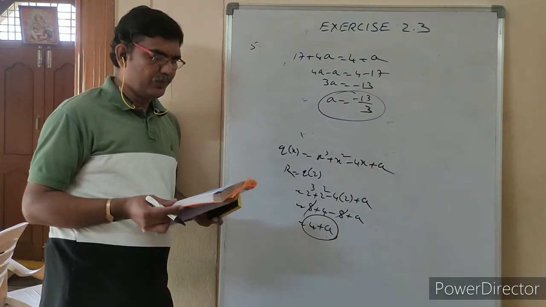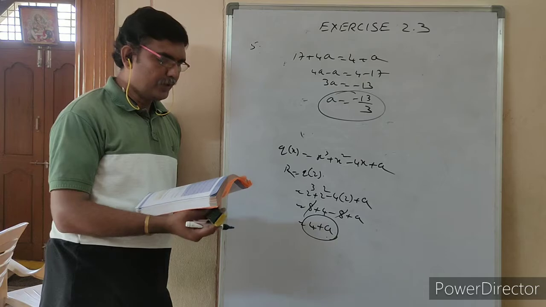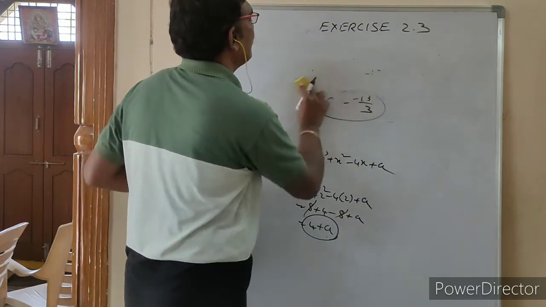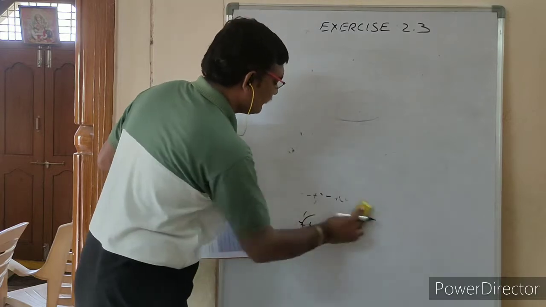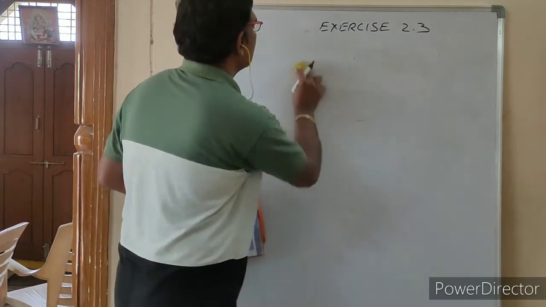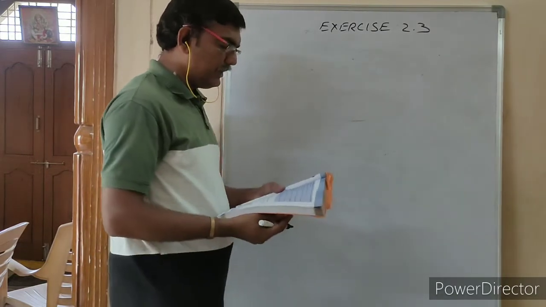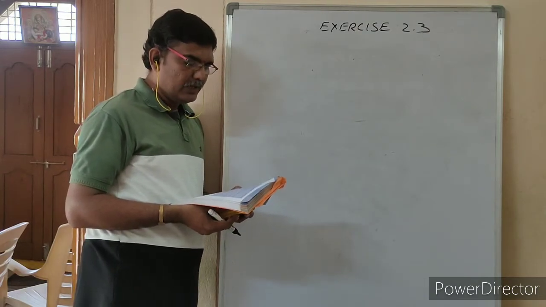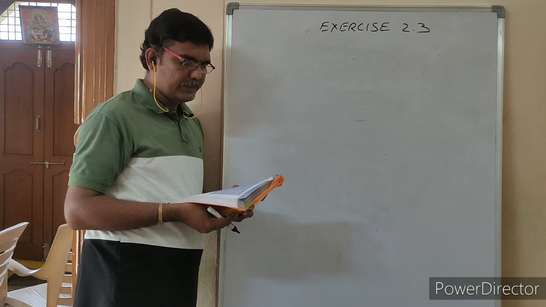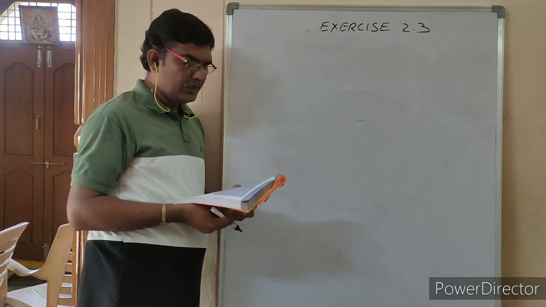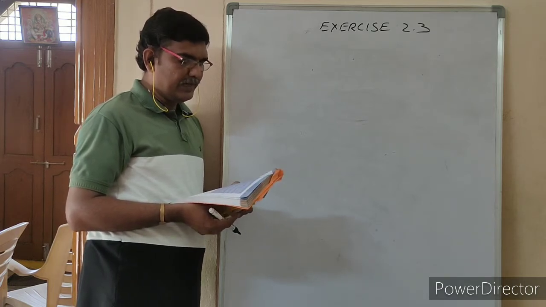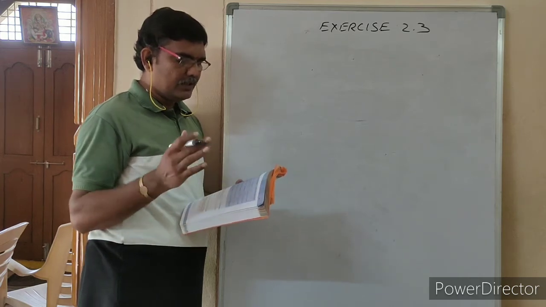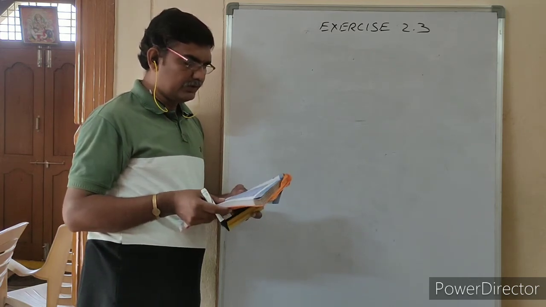Okay. Next, if you go for which problem? Sixth problem. The sixth problem is: if the polynomials x cube plus ax square plus 5 and x cube minus 2x square plus a are divided by x plus 2, leave the same remainder. Find the value of a. So sixth I won't say. Sixth and fifth are the same. Do as homework. Next, seventh question.